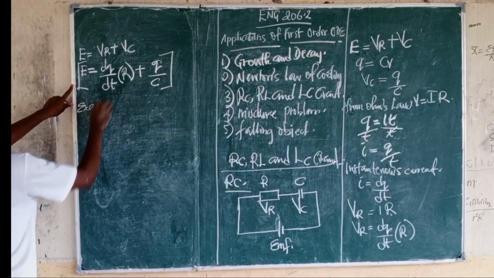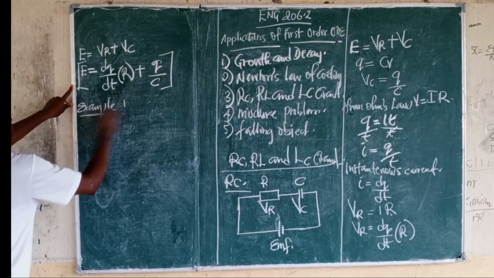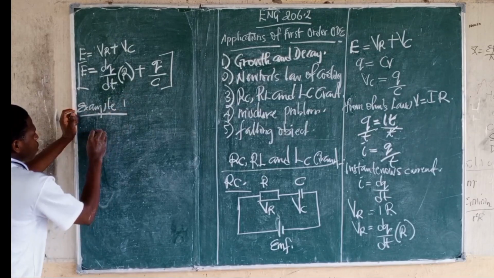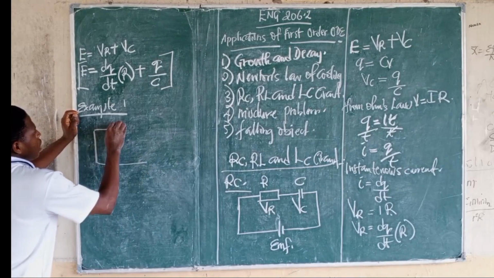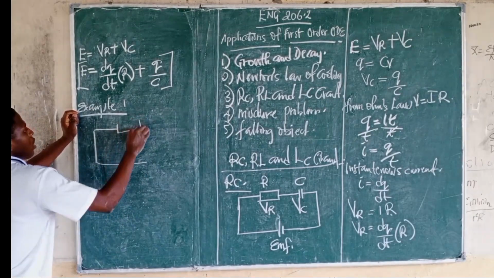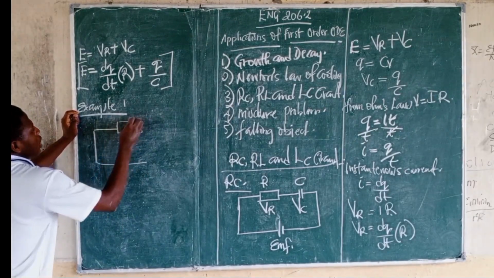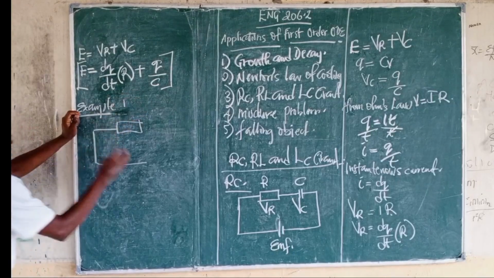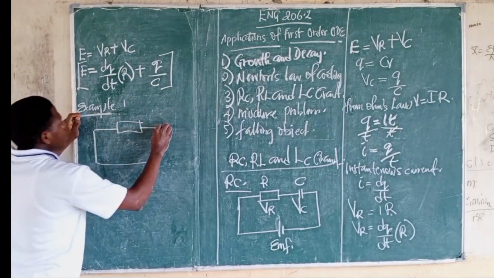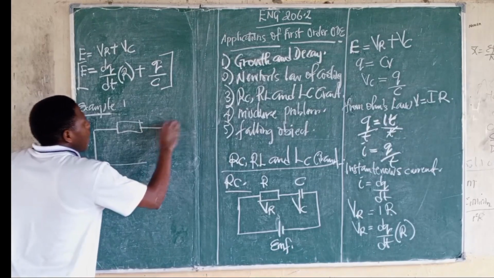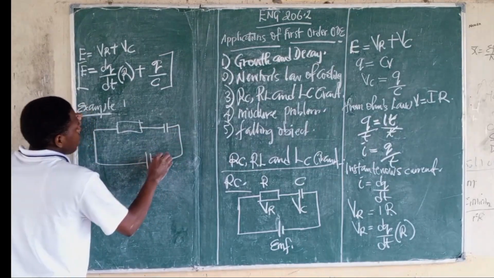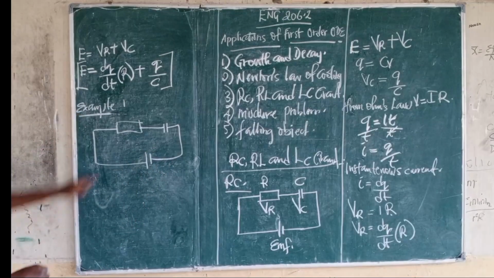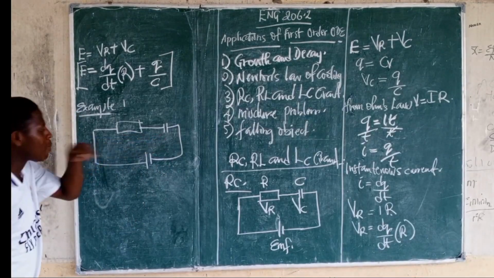Example 1. Looking at our question, the first thing is, we have a circuit. This is your circuit. Now in your circuit, we have a resistor and a capacitor, and they are connected in series. We know that these are the resistor and these are the capacitor.